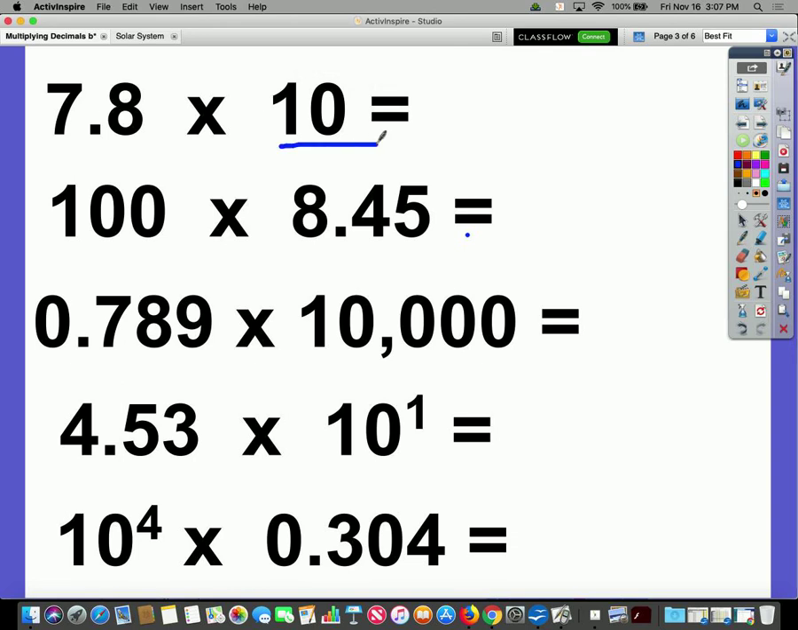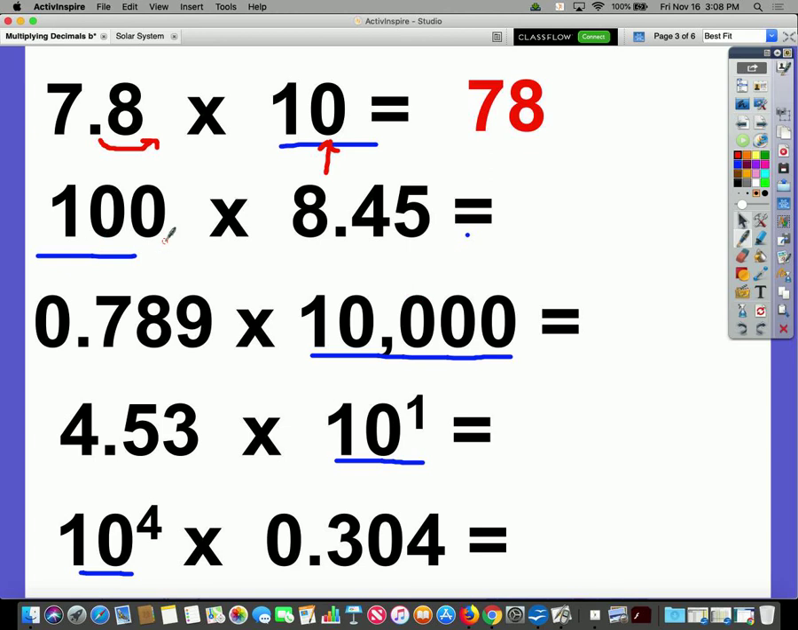So in this case, you can see that powers of 10 are any numbers that are a 1 with zeros after it. So 10 through a million, a billion, a trillion, whatever. Okay, and what we found out in the last video is all we're really doing is just moving the decimal point. So 10 has 1 zero, so that means we're going to move this decimal just one spot to the right, which would equal 78.